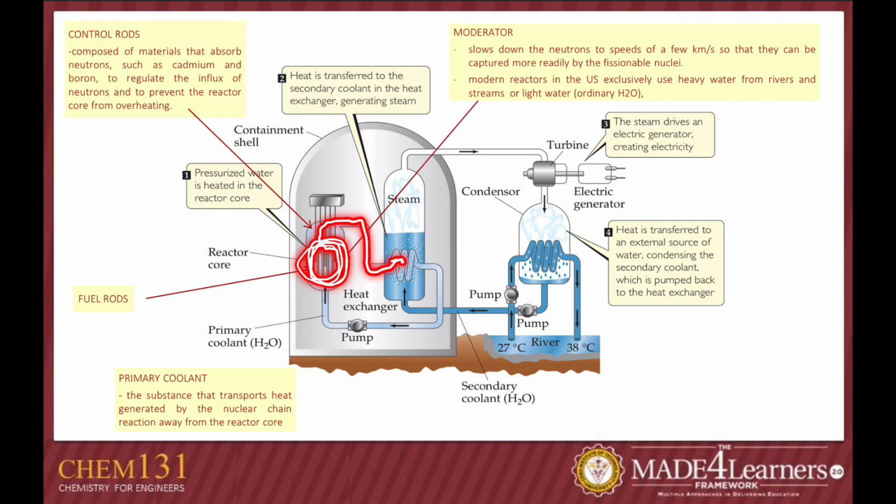So there is another container. There is a secondary coolant in the heat exchanger. Heat is transferred to the secondary coolant in the heat exchanger, generating steam. That heat boils the water in the secondary coolant, producing steam. The steam goes to the turbine. The steam drives an electric generator creating electricity.